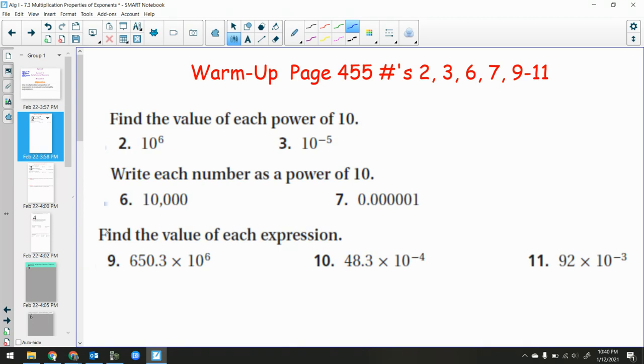Go ahead and pause and do these problems. It shouldn't take you very long. So go ahead and do them and then unpause and see what you get.